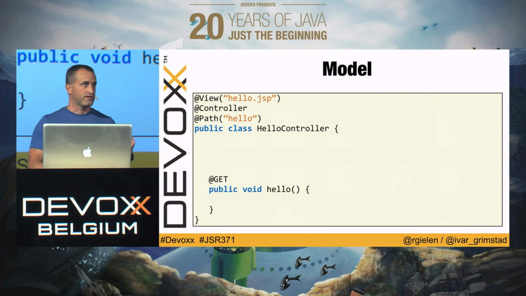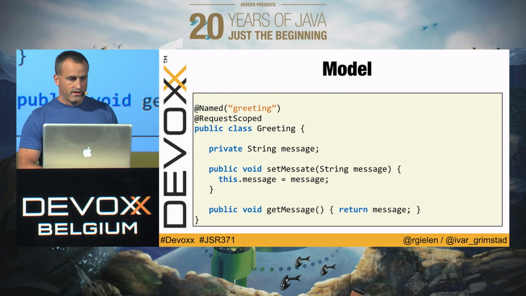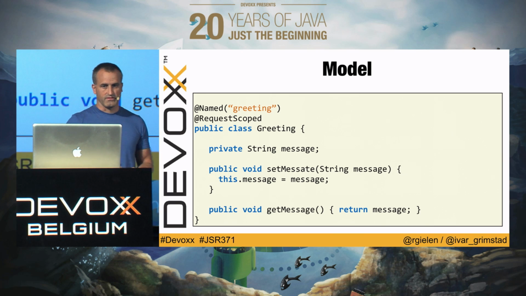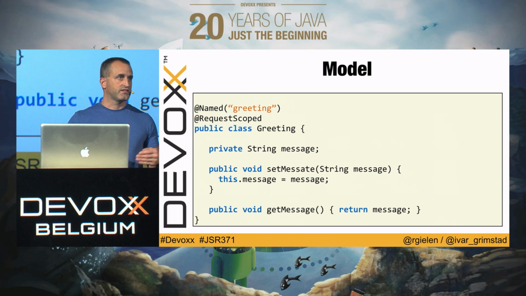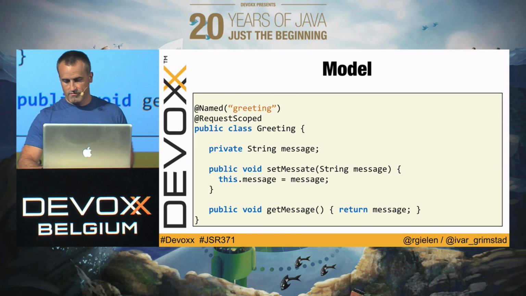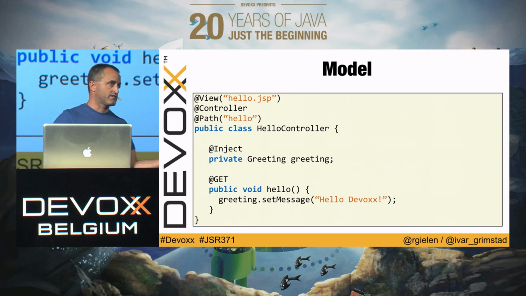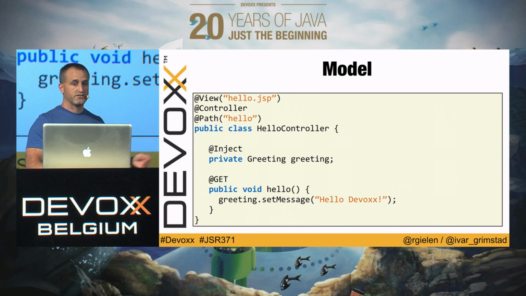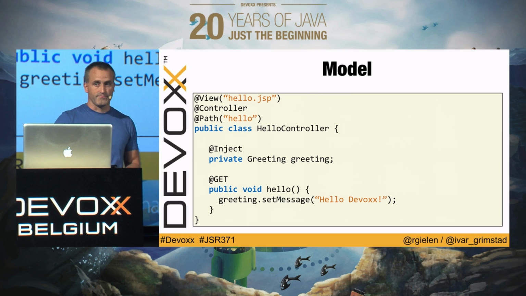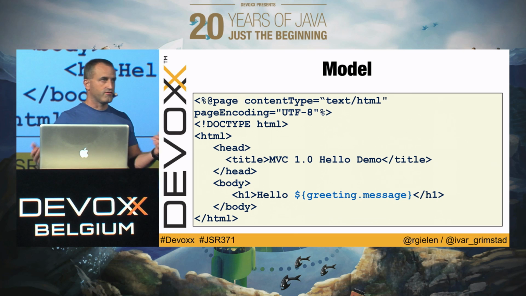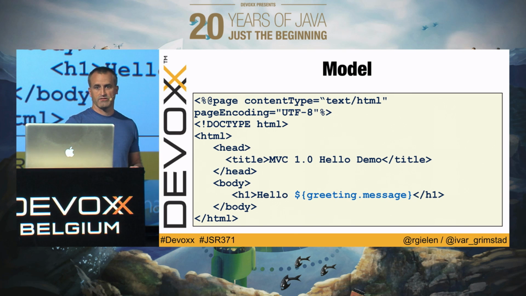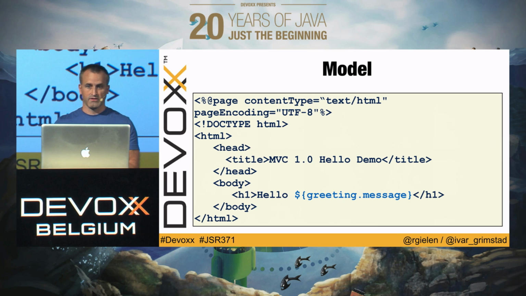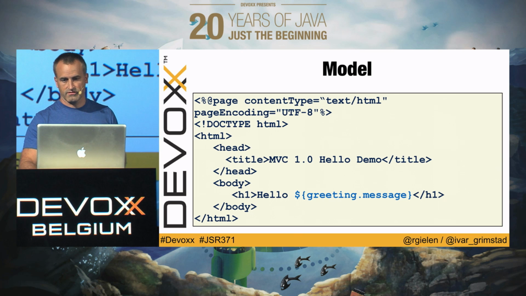If we have the controller we had in the last slide, and we create a CDI managed bean, which in this case is request scoped, and it just has a message and a getter and a setter. Then in the controller we can inject this greeting CDI bean and just set the message on it and return the view. And in the view, we can access this with expression language to get the greeting.message. In this case it is a JSP example. It will be pretty similar in the other markup languages.